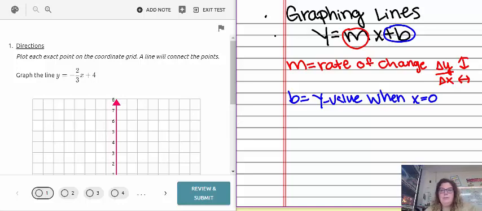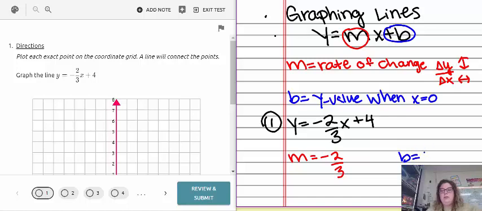Let's look at the first example. I've already got it written down off to the side. It's y equals negative 2/3 x plus 4. So I'm going to call this example 1. You guys are going to write this down. Y equals negative 2/3 x plus 4. Okay. What that means is m is negative 2/3. And that means b is 4.